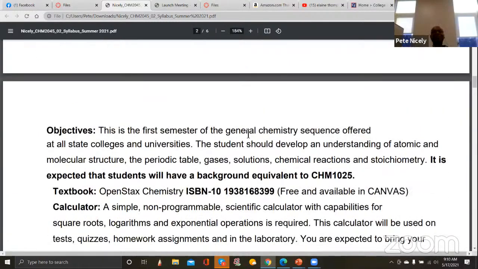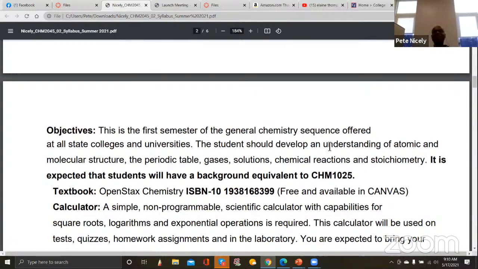Objectives: this is the first semester of the general chemistry sequence offered at all state colleges and universities. So this course is basically the same as any other course of this type at any of the public colleges and universities in the state, all right? This course, General Chemistry 1, is the same as General Chemistry 1 at University of Florida or University of South Florida, whatever, all right?